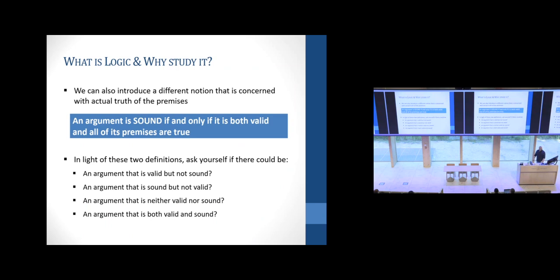So here's a second definition, a second notion. We won't talk about this nearly as much. But we can say that an argument is sound if and only if it's valid and all its premises are true.